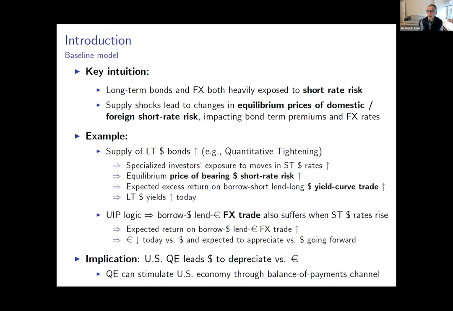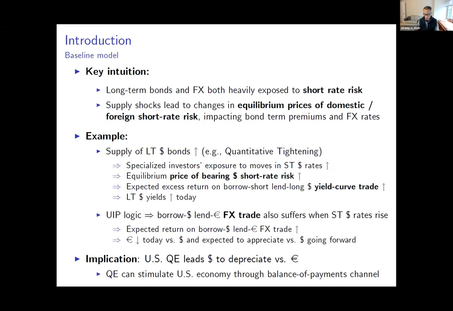Suppose we have a quantity shock. The Treasury issues a bunch more long-term US bonds. Okay? Because investors have limited risk tolerance, they are now more exposed to US rate risk because there is a bigger supply of US duration. So for the standard one-country reasons, the equilibrium price, or the excess return for bearing short rate risk, has to go up. That is to say, long-term rates have to go up in the US. Okay? That's the term premium going up.